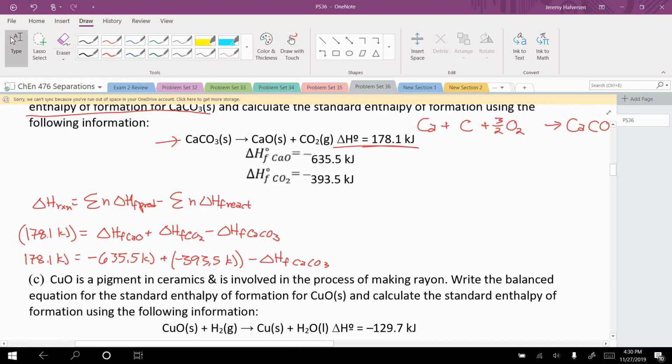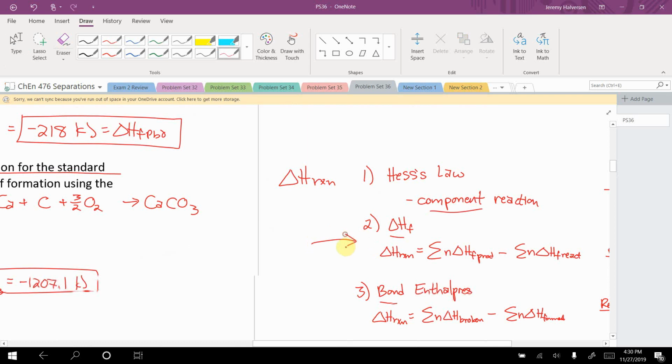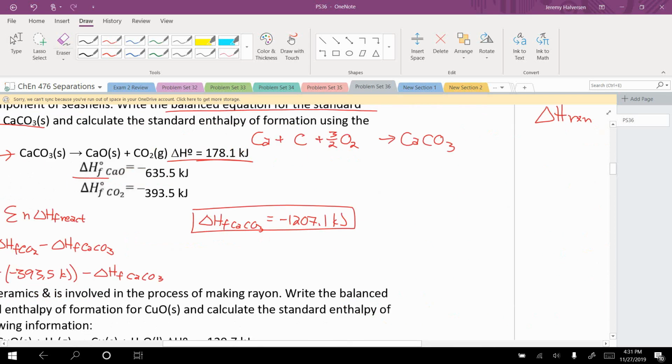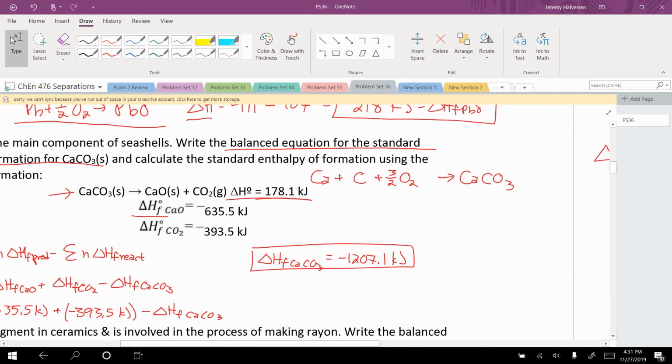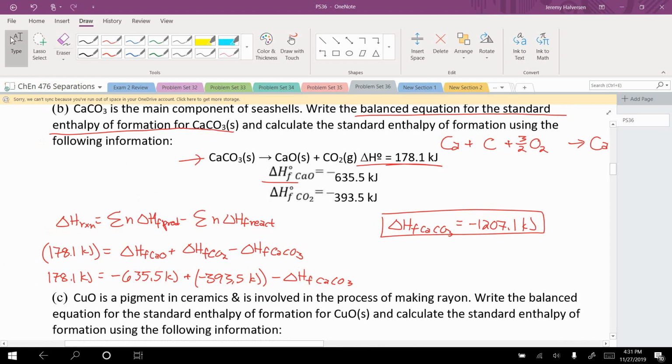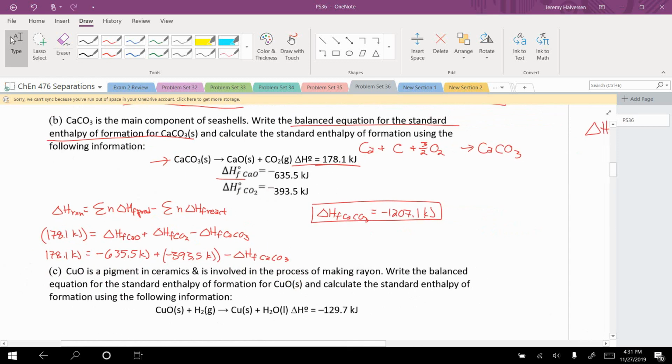And I get that the delta H of formation of CaCO3 equals negative 1207.1 kilojoules. So here they give me delta H of formation, so I use my delta H of formation method. And I wasn't finding the delta H of the reaction, right? They gave me that. I was finding one of the delta H's of formation, in this case of a reactant.